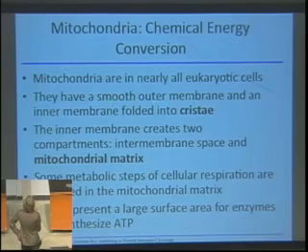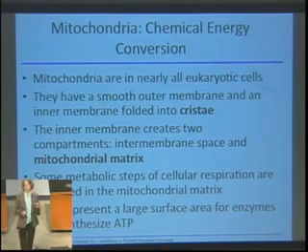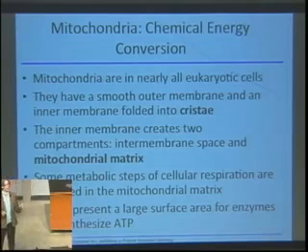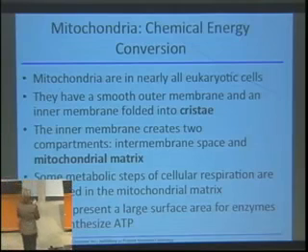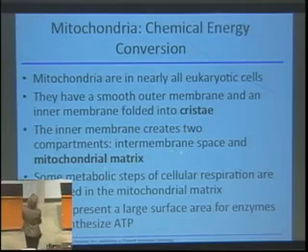They have a smooth outer membrane and a very highly enfolded inner membrane. So very importantly for this whole process, especially for oxidative phosphorylation, is the fact that the mitochondrion has a double membrane, right? A double membrane. And the inner membrane creates compartments that include the intermembrane space, so that's the space between the two membranes, and then inside of that is the mitochondrial matrix.